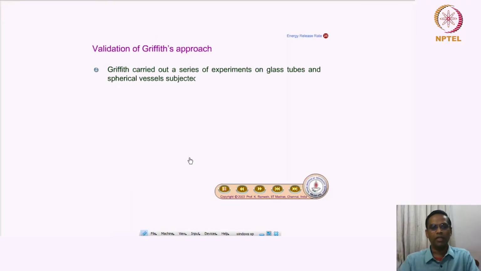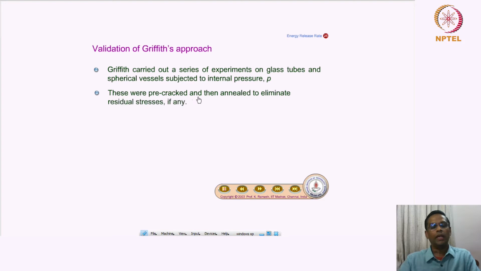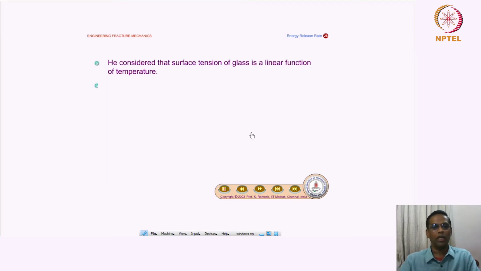How was it verified? Griffith carried out a series of experiments on glass tubes and a spherical vessel subjected to internal pressure P. These were pre-cracked and then annealed to eliminate residual stresses, if any. And he estimated sigma into square root of A as 0.25 to 0.28 MPa square meter. So this is one set of values.